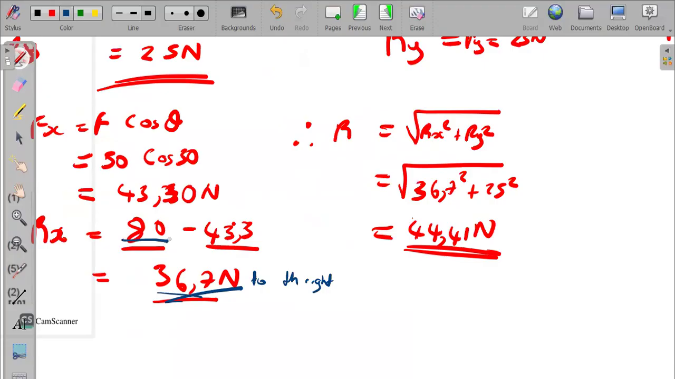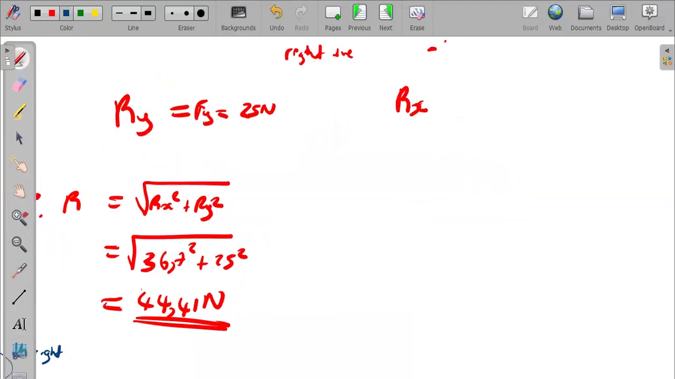And yet the 43.3 was negative. This one was acting to the left, this one was acting to the right. So it means this is to the right. So Rx is to the right. Okay, so there is our Rx. Now, if Rx is acting to the right, it means the direction that it is taking is this one. There is our Rx. Now let's go to Ry.